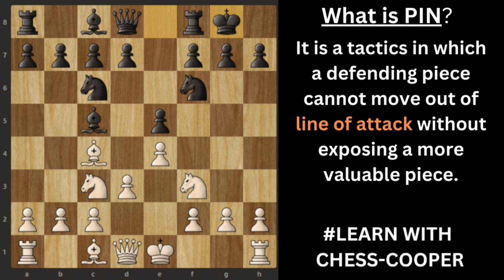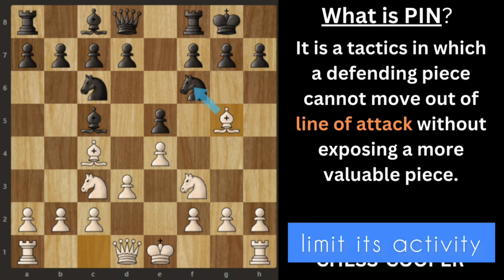Now let's talk about another feature of a pin. In this position, this knight is very powerful as it is controlling a lot of squares, for example d5, g4, h5, e8. But after bishop g5, this is a pin, and now this knight cannot move. Otherwise, black is going to lose his queen. By doing a pin, we limit its activity.